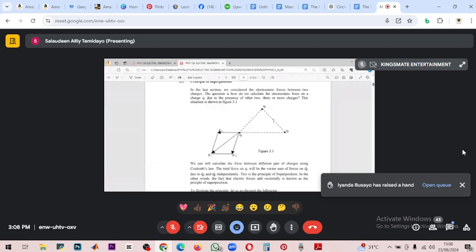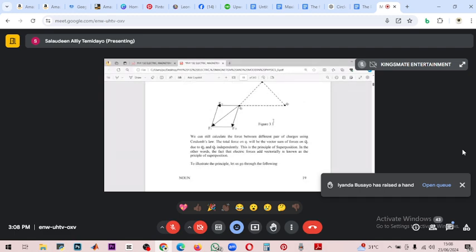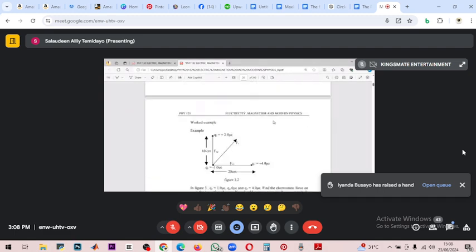It will be useless, because there is no way you will go and do that in the exam. Number one. Number two is that it's going to chop our time. We are still on page 19.